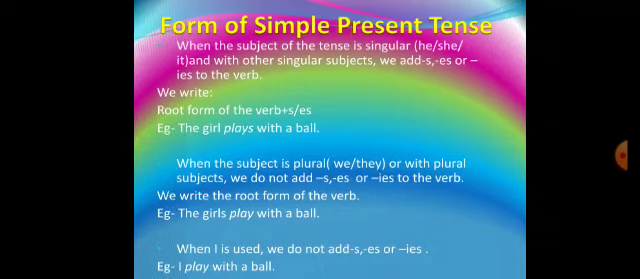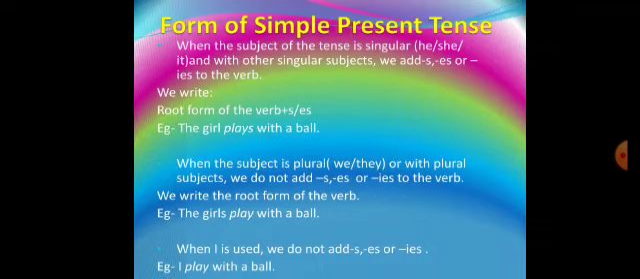The girl is the subject of the sentence and the subject is singular in number. So we will add s or es to the root form or the base form of the verb. The root form of the verb here is play and we have added s to it. So the girl plays with a ball. Now, when the subject is plural, that means we or they, or other plural subjects, we do not add s, es or ies to the verb. We just write the root form or the base form of the verb.